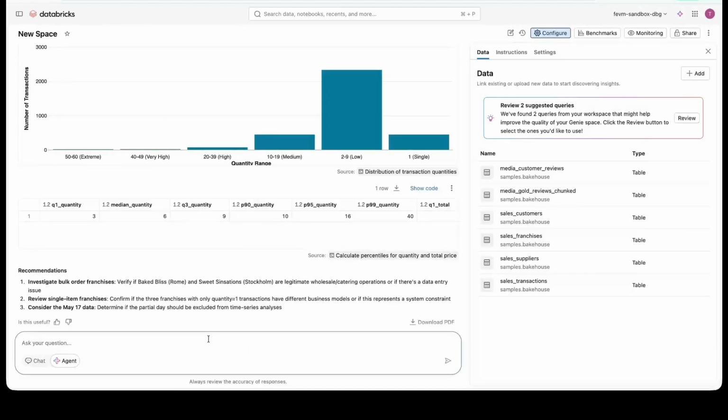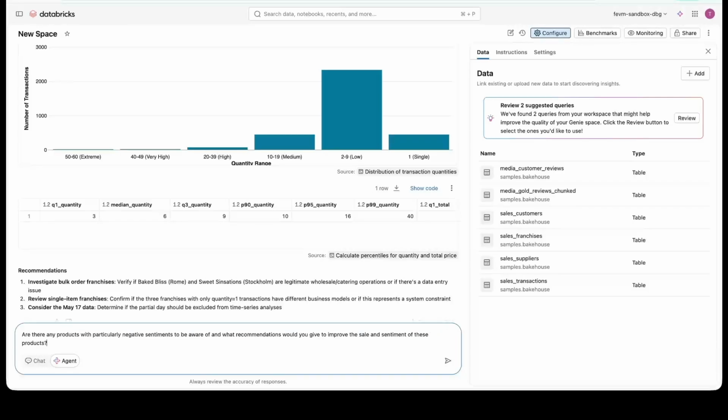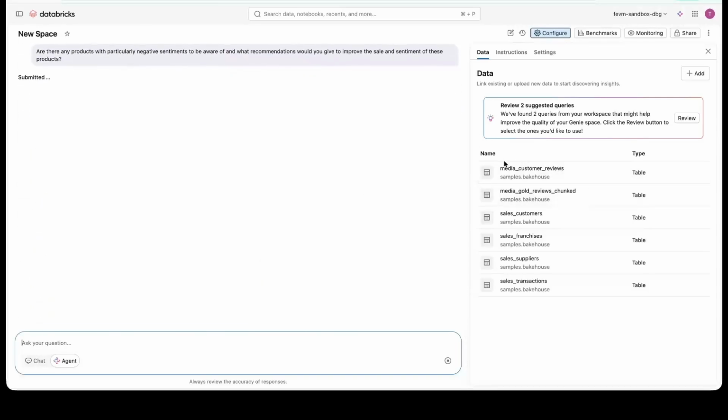Maybe we can even ask another question regarding the sentiment. Are there any products with particularly negative sentiments to be aware of? And what recommendations would you give to improve the sales and sentiment of these products? Okay, so as you can see here, there's actually a customer review table data set. So let's see what Genie comes up with. It's also going to look into this table, figure out which table to find that information from, first of all, and then start doing its analysis on there. And then we can walk through the steps to see actually how Genie came up with that.